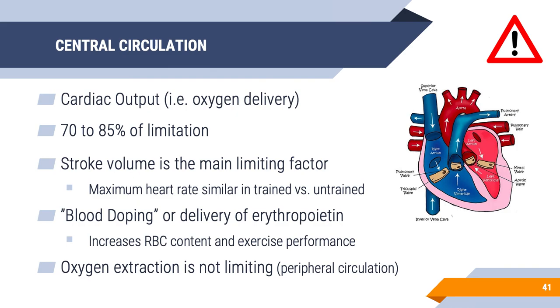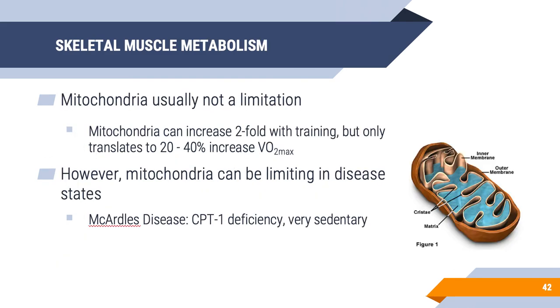One thing I want to highlight with regards to the peripheral circulation is that our ability to take that oxygen off of those red blood cells is not generally limiting. And lastly, when we consider skeletal muscle metabolism, the mitochondria is usually not a limitation. So with exercise training, we can have a 2-fold increase in mitochondrial content. But this translates to a minimal improvement in maximal oxygen uptake, or our endurance exercise capacity.